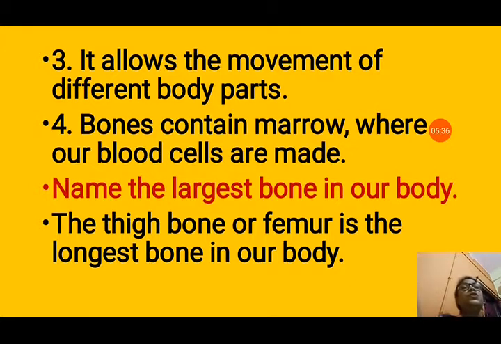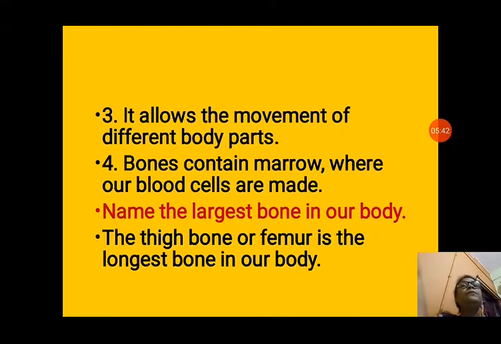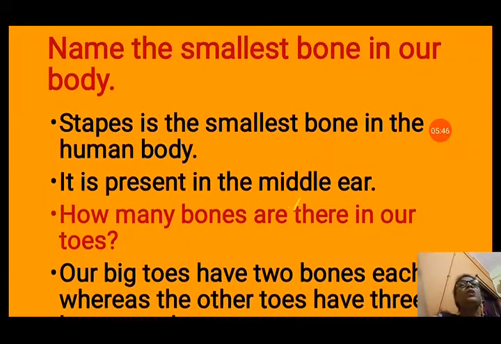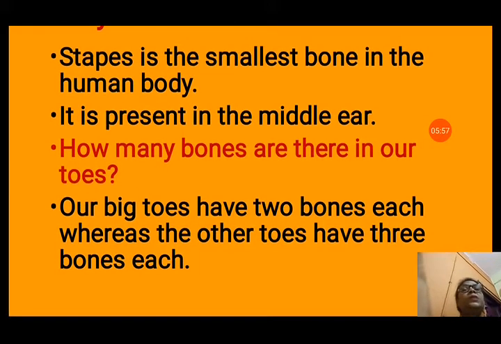Now there is a question, name the largest bone in our body. The thigh bone or femur is the longest bone in our body. It is present in our leg. Name the smallest bone in our body. So stapes is the smallest bone in the human body. It is present in the middle ear. It is a very small bone, the smallest bone actually, and it is in the middle ear.